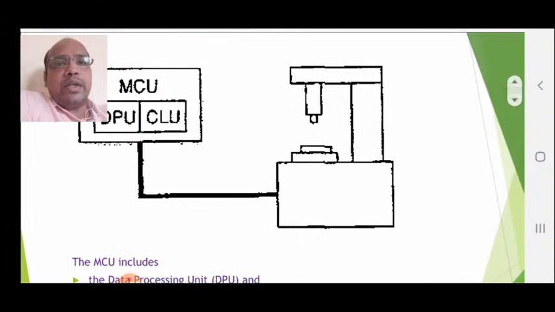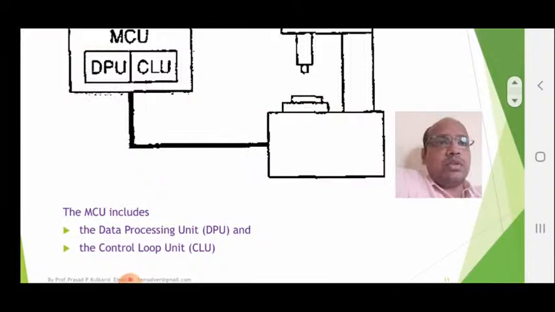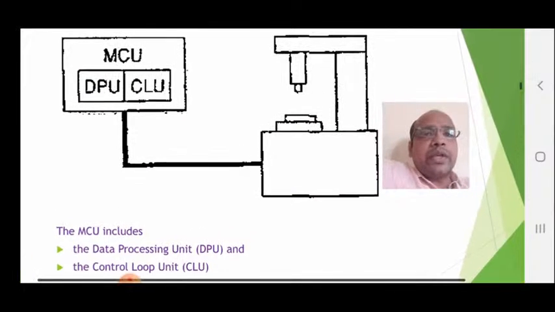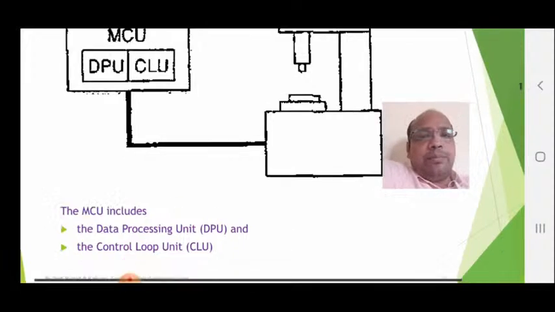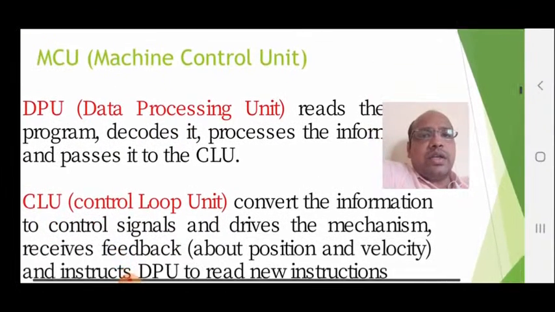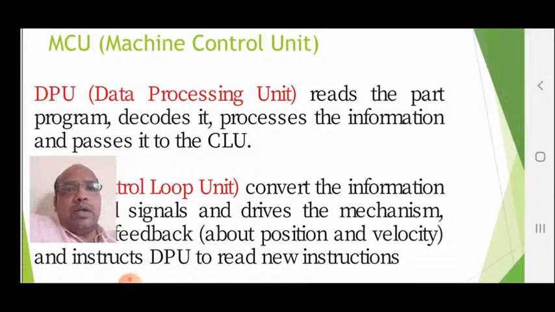The machine control unit has basically two components. The first one is the data processing unit, and the second one is the control loop unit. So DPU, what is its function? The data processing unit reads a program, decodes it, processes the information and passes it to the CLU.